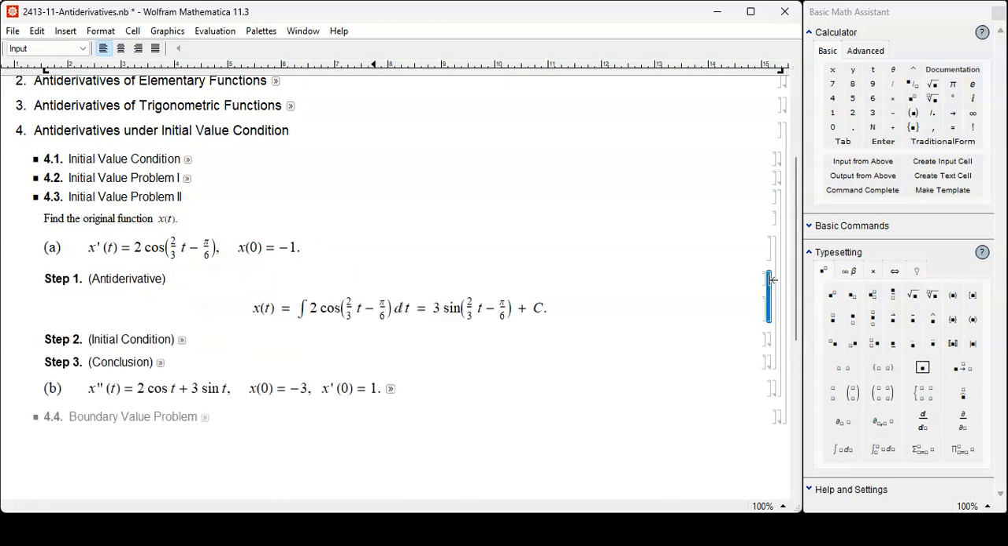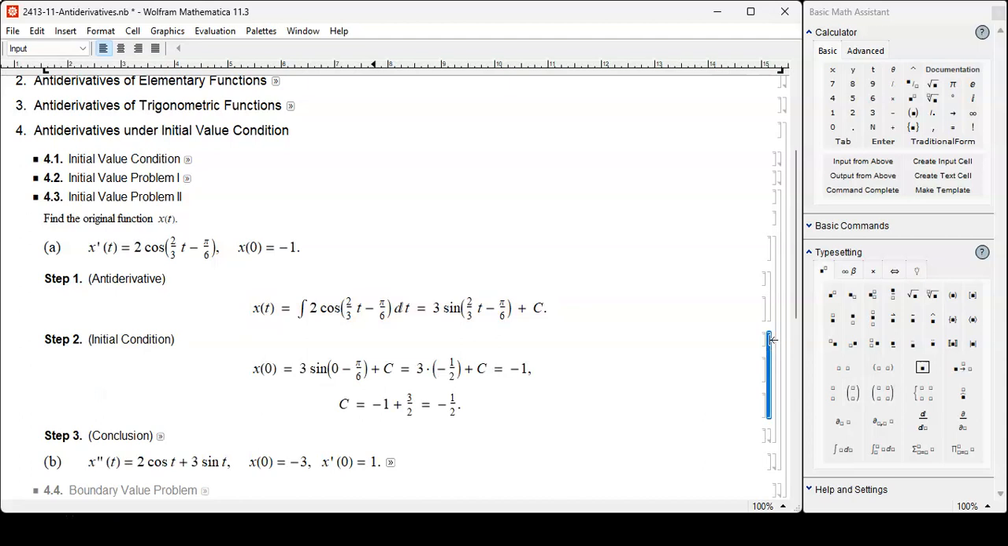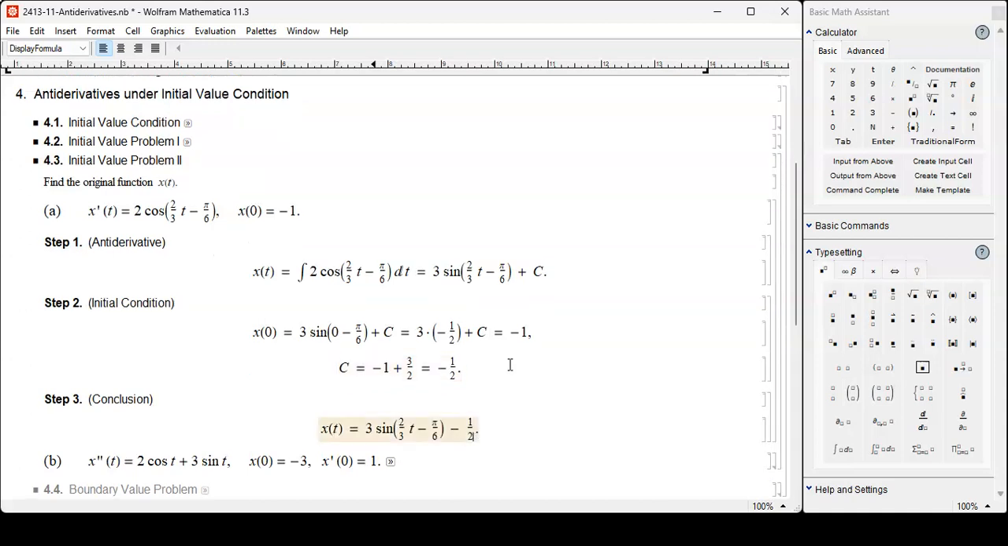Here we go. Antiderivative. Happy with this? Okay, plug in t equal to 0. And the answer should be negative 1. And solving for c, you get c is -1/2. Satisfied? Stop the playback and do your computation if this is too fast. So plugging this back into the original equation, you get the final answer.